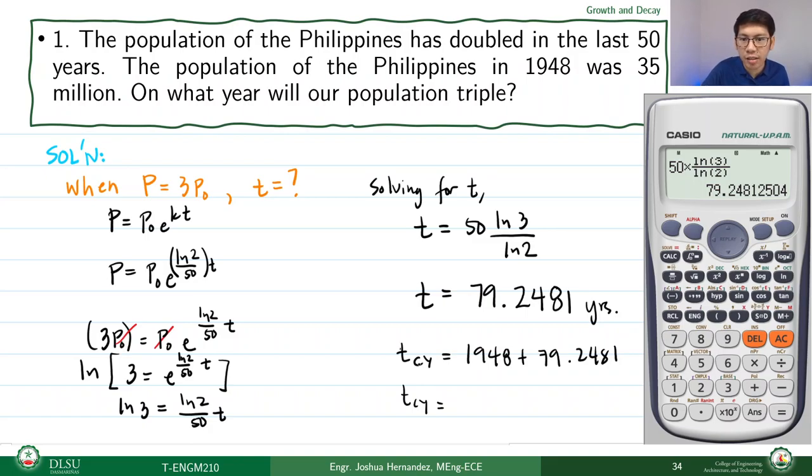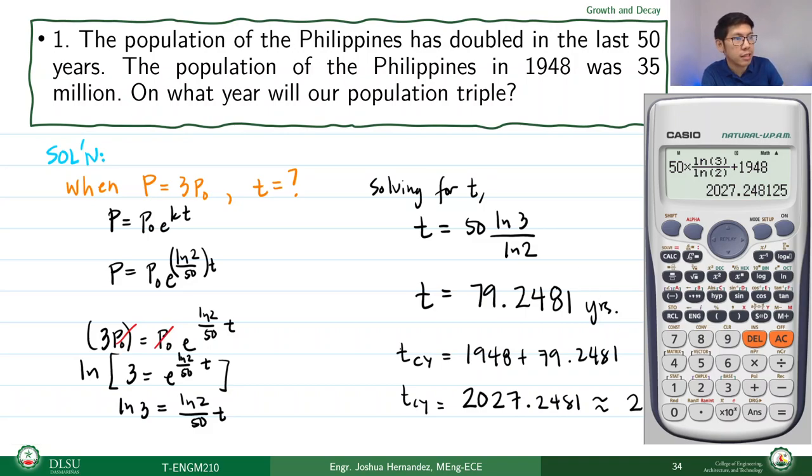And this will give me 1948. Add natin sa calculator natin. Plus 1948. Ah, sorry. Mali. Plus 1948. Yan. The year would then be equal to 2027.2481. Or approximately equal to, syempre, 2027 na lang. Wala namang 2027.2 na taon, di ba?